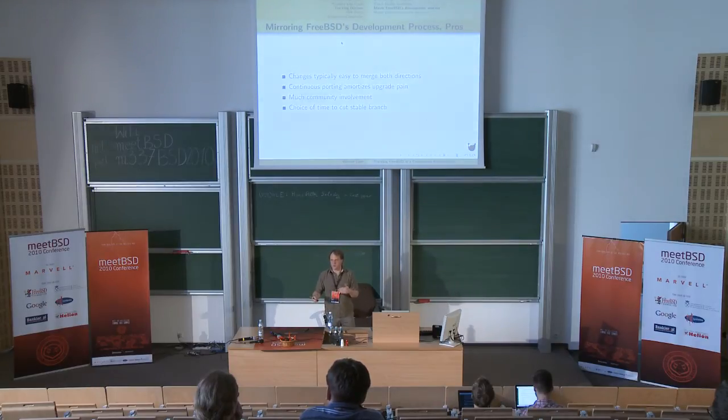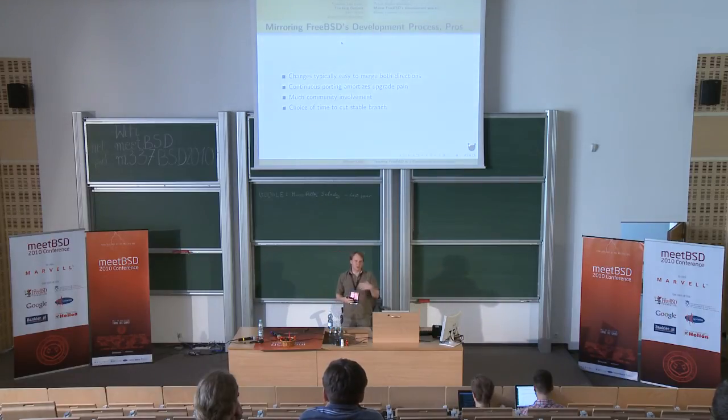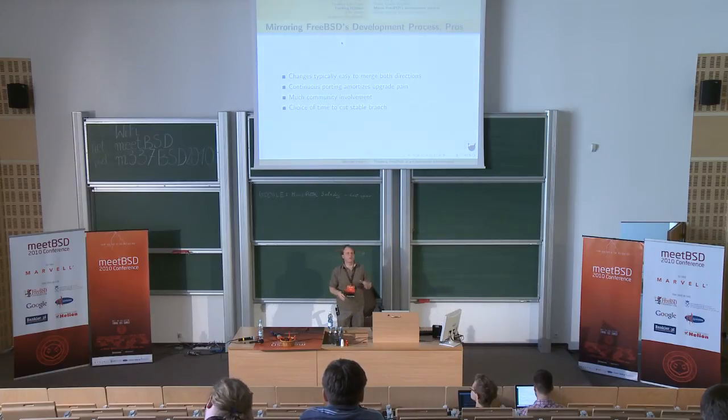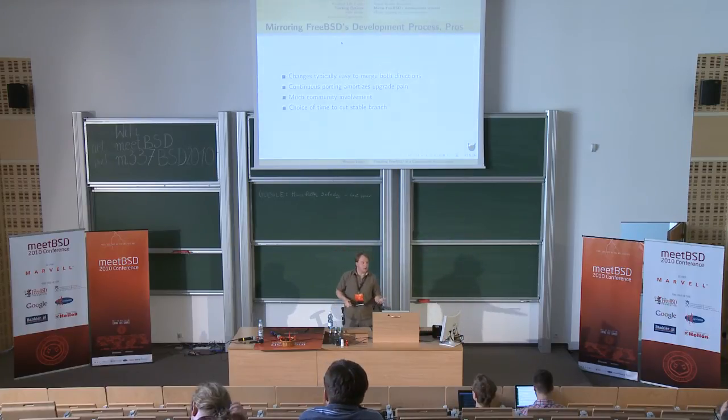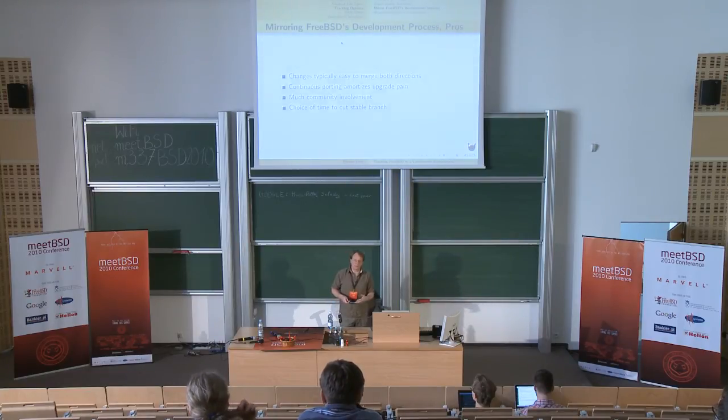So the changes that come in incrementally are easier to manage, easier to deal with. It's more of a continuous level of a small amount of pain rather than a huge amount of pain when you decide to jump major releases in some of the earlier methods. You can have a lot of community involvement. You can engage the community a little bit more easily to help solve your problems. And you get to decide when you think it's a good time to cut a stable branch.